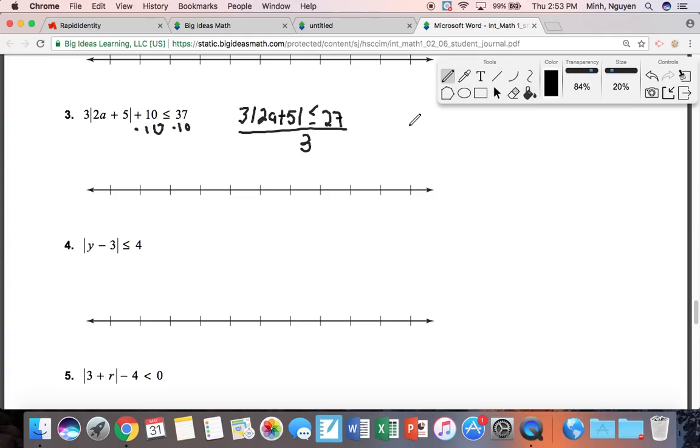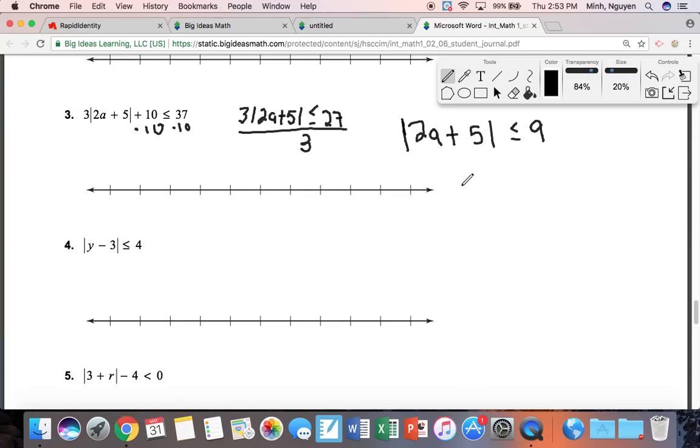Voila. You will have 2a, that's the absolute value side. The absolute value of 2a plus 5 is less than or equal to 9. So I'm going to show you how to set up the 2, but again, they're solved just like 1 and 2, so I'm really not going to bother.